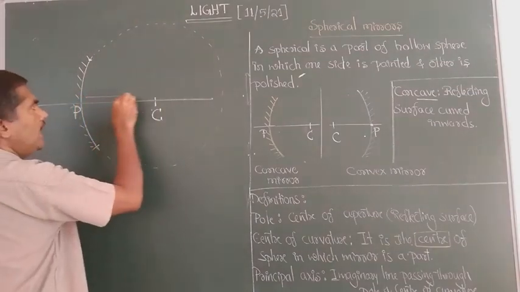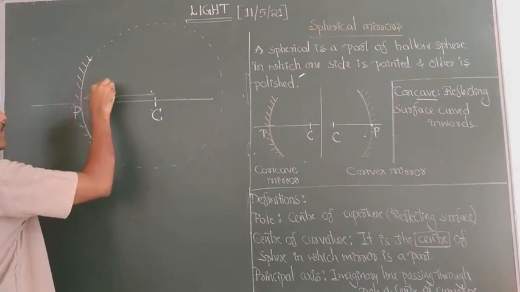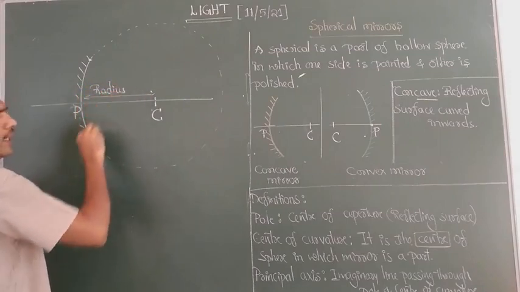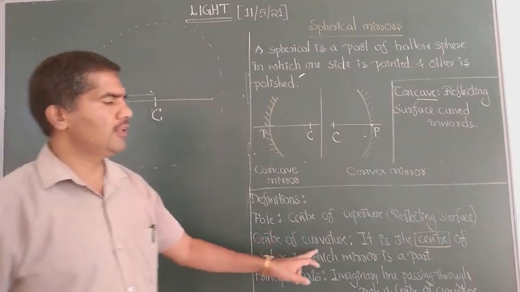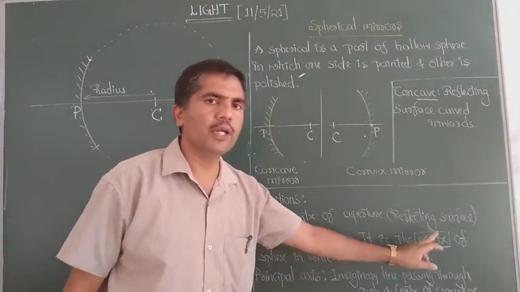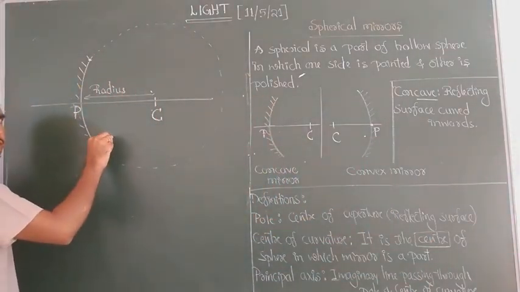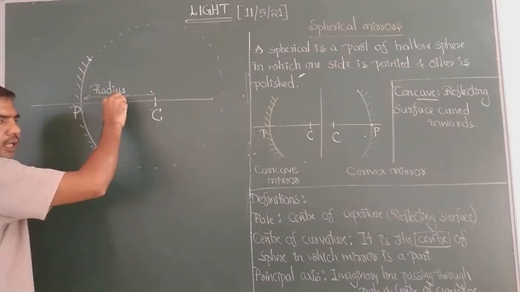Then what is the radius of curvature? So radius of curvature is the radius of sphere in which mirror is a part. Same definition, in the place of center we can go for radius. So we have center of curvature, radius of curvature and pole.